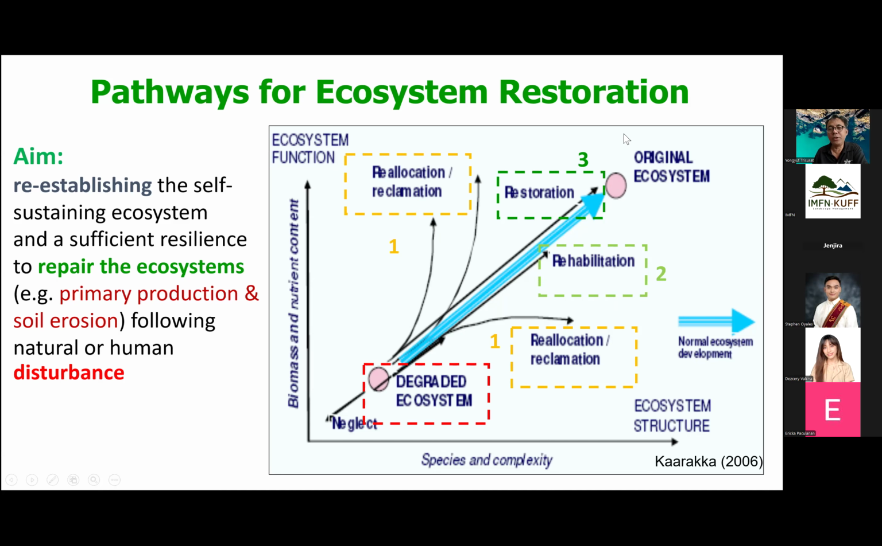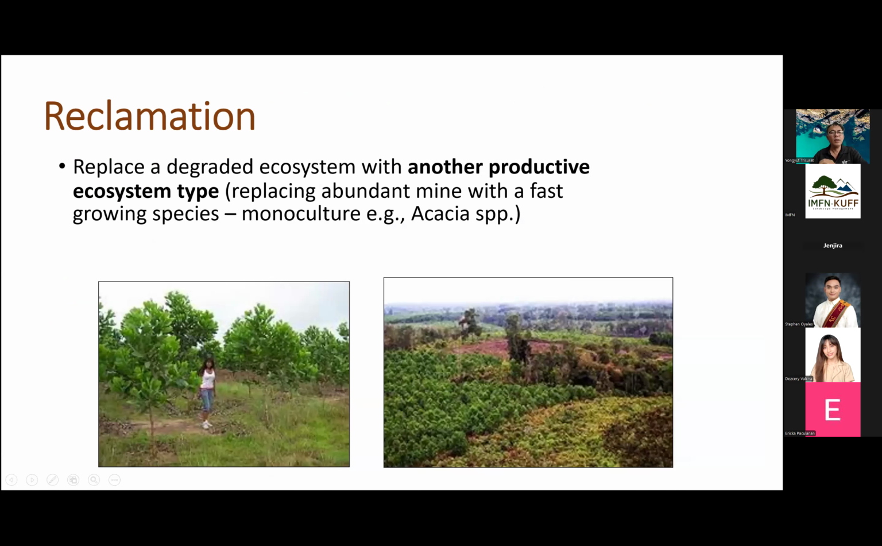But restoration is full or complete restoration. So we have a similar function or similar ecosystem on the land after we put in a lot of effort and do a lot of practice in order to go back to the original ecosystem.